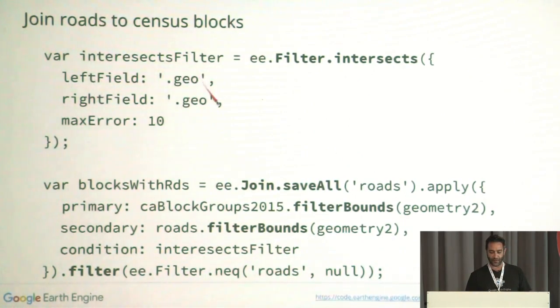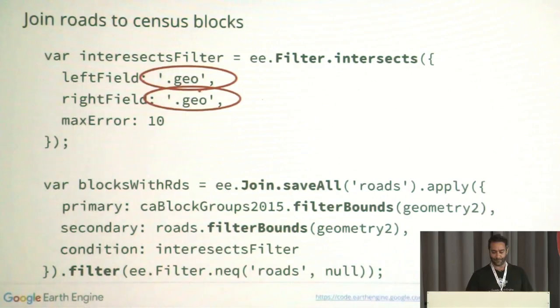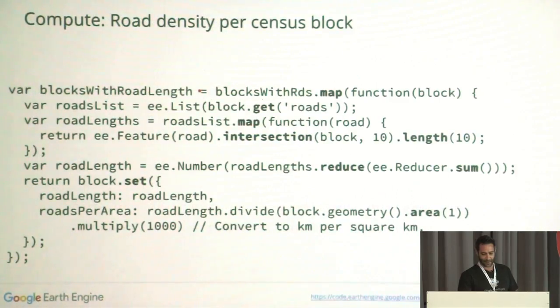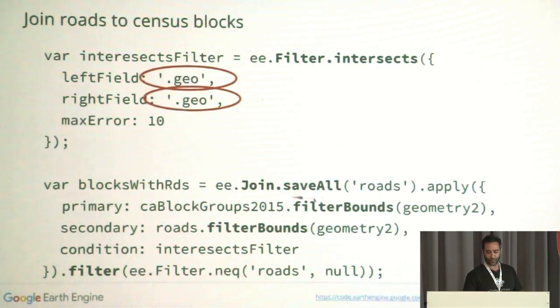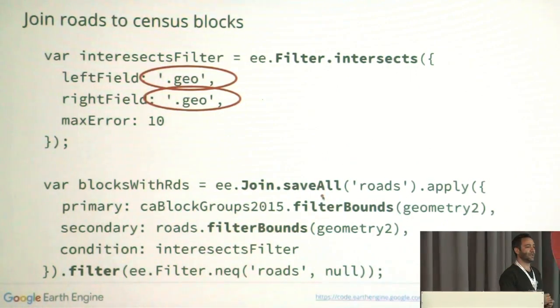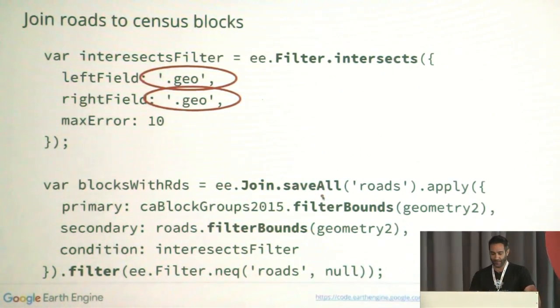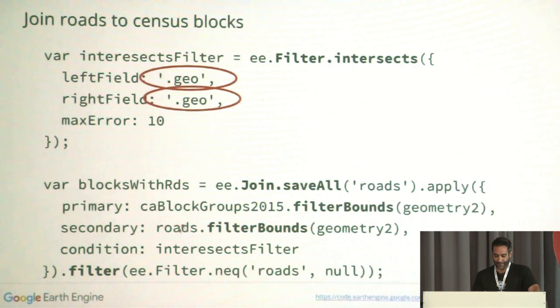So, spatial join with the geo fields. Oh, there they are. And what's next? We're going to save all. So the join here is from the roads to the block groups.